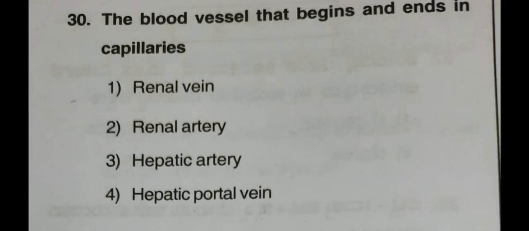The blood vessel that begins and ends in capillaries. The portal system begins in capillaries and venules of the digestive system. So portal system is important. So that portal is found in fourth option, that is hepatic portal vein is the right answer.